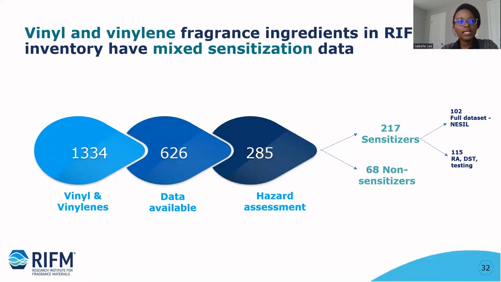So when we started looking at this work, we went into the fragrance ingredient inventory and found that about 1,300 materials contain this vinylene functionality, but we only had data on about half of them, and a few of them had enough data where we could do hazard assessment. So that's determining whether the materials are non-sensitizers or sensitizers. And there was a mixed data set. You had 68 non-sensitizers and 217 sensitizers, and some of them we could do quantitative risk assessment for, and some we couldn't.